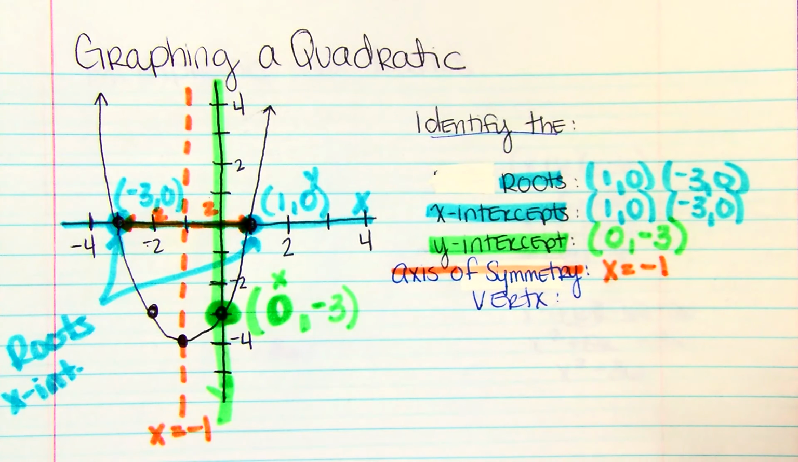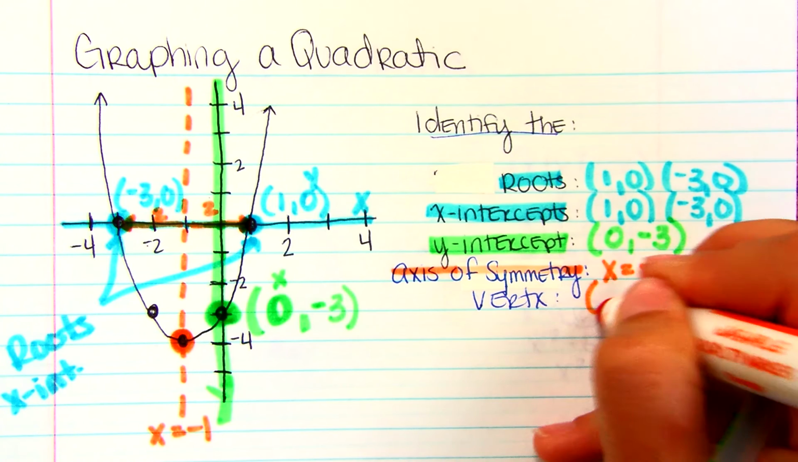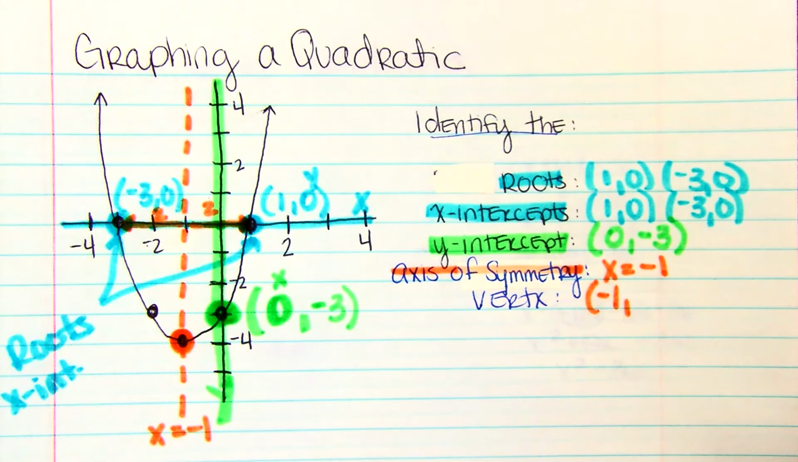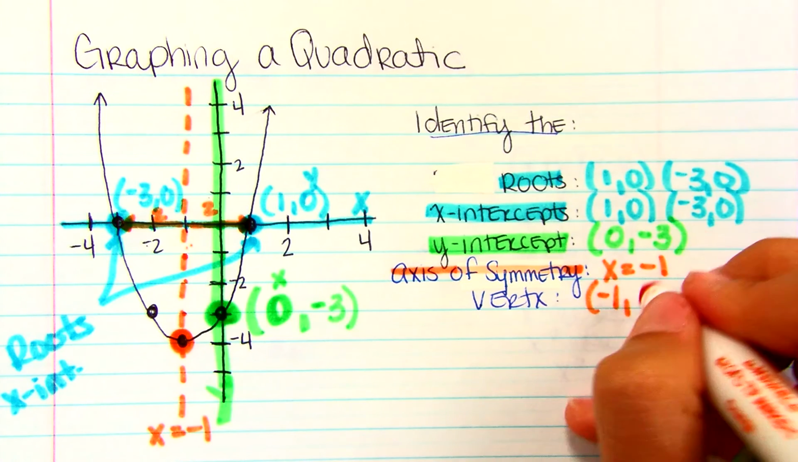The vertex is always on the axis of symmetry, and so the vertex will have an x-coordinate of -1, and then we go down 1, 2, 3, 4 units.